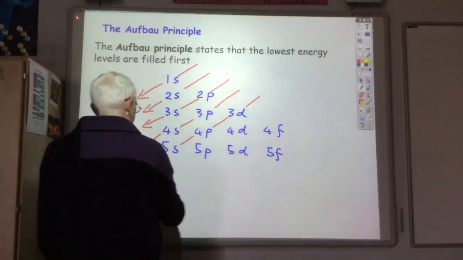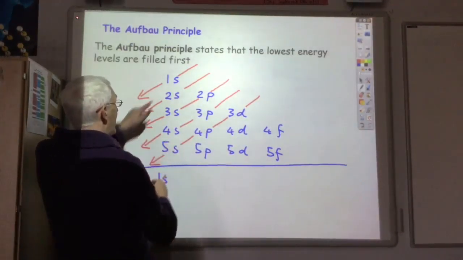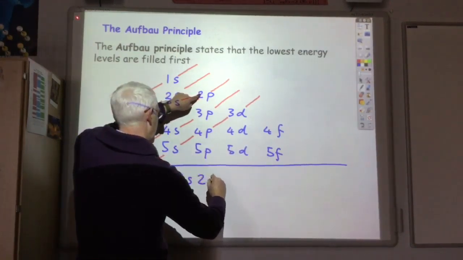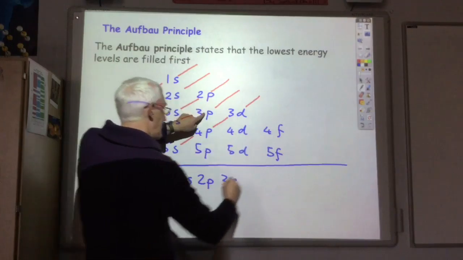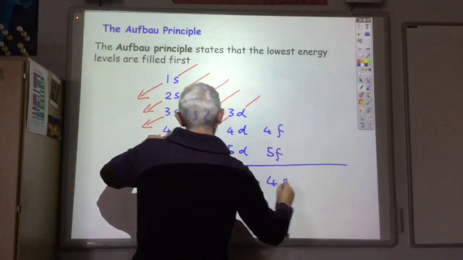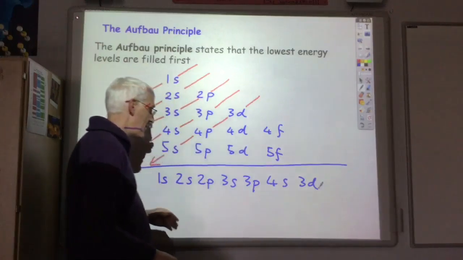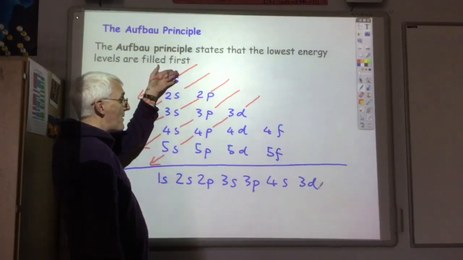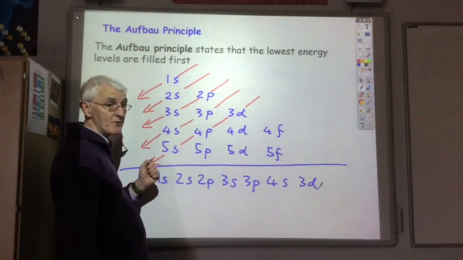So the order of filling was 1s, then 2s, then 2p, then 3s, then 3p, then 4s, then 3d, etc. Now, you can try and remember that if you want, but I think it's better to remember how to construct this diagram in order to work out the order in which the electron orbitals are filled.